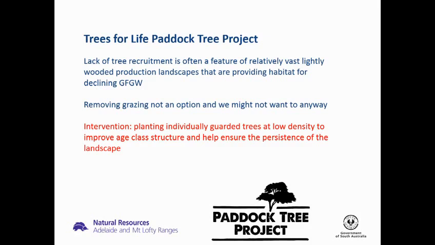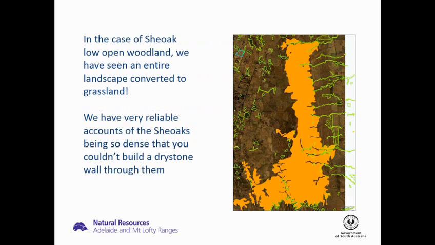So just briefly, the sort of work we're doing, we're working with Trees for Life on a paddock tree project where we're recognising those values. The issue in some of those landscapes is that there's no tree recruitment, especially the she-oak systems that used to be extensive out there. So removing grazing isn't an option. So what can we do? We can do an intervention like planting individually guarded trees.